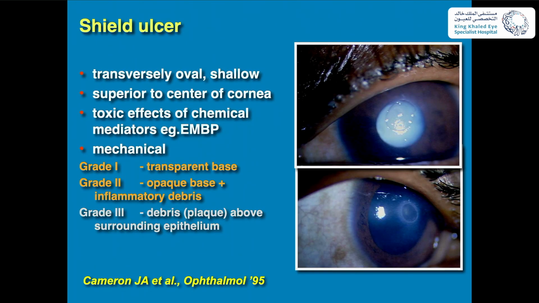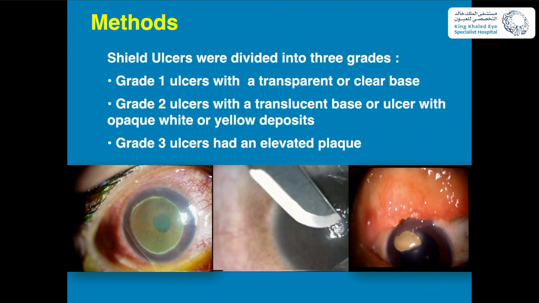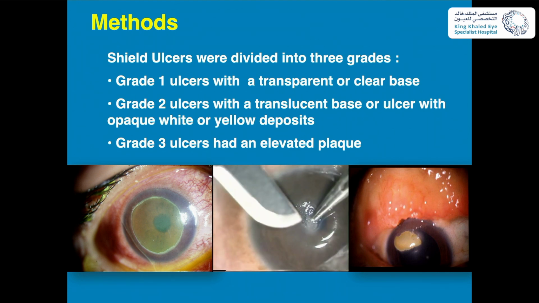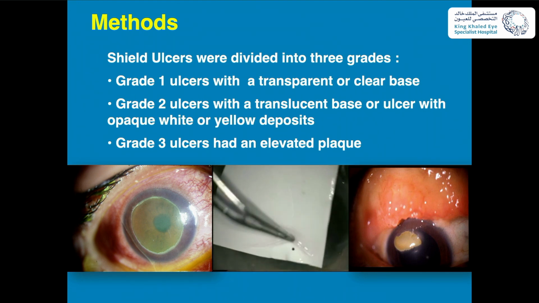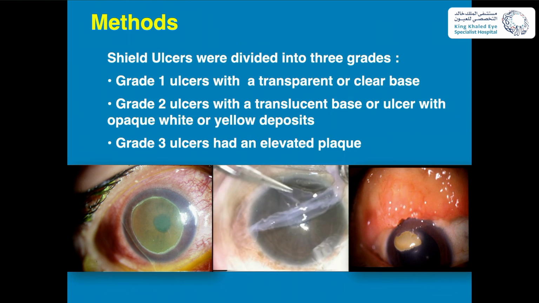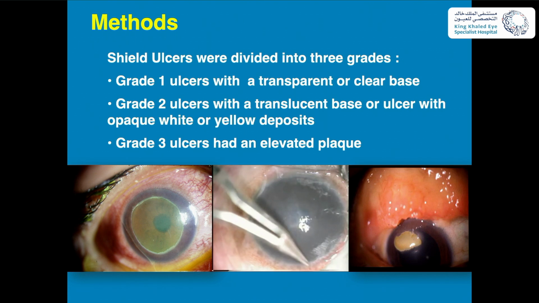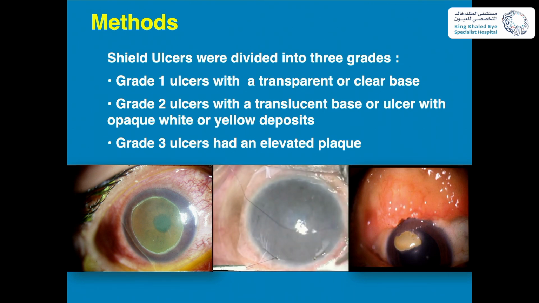Say, for example, the shield ulcer, 3 different grades. You can see the appearance of Cameron classification, grade 1, grade 2, and grade 3, and these are more examples here. So what I treat typically, these patients, shield ulcers, remove that plaque, put amniotic membrane, and give supratarsal steroid injection, and now I use more often systemic steroids.